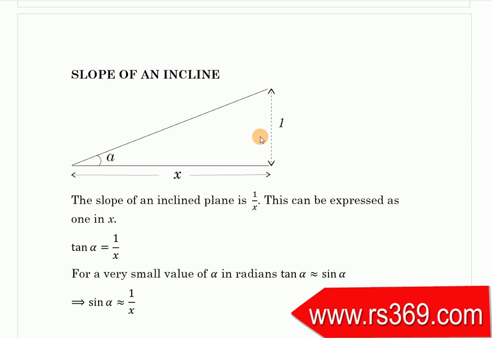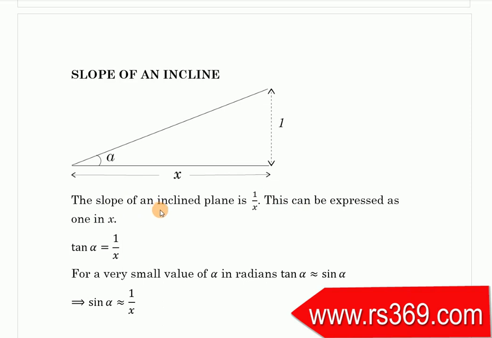When the slope is big, you have the incline very steep. When the slope is small, the steepness is not big. So we are saying that the slope of an inclined plane is 1 over x. Remember, slope is vertical rise divided by horizontal displacement. So if the vertical rise is 1 unit divided by x, which is that distance, this can be expressed as 1 in x.